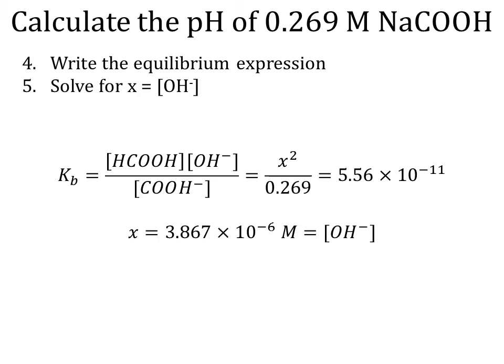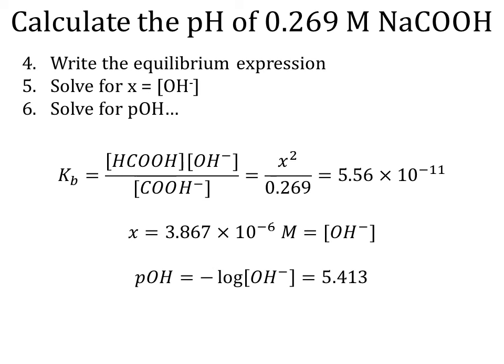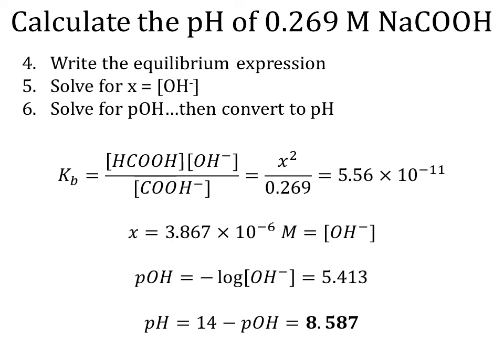Our fifth step is to then solve for x, where x is equal to the hydroxide concentration. Here, x is equal to 3.867 times 10 to the negative 6 molar. Since that value is our hydroxide ion concentration, we take the negative log of 3.867 times 10 to the negative 6, and we find that the pOH is equal to 5.413. We then convert the pOH to pH using the relationship that pH is equal to 14 minus pOH. Therefore, our pH is equal to 8.587.